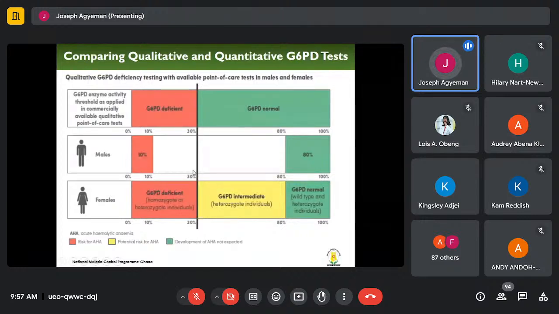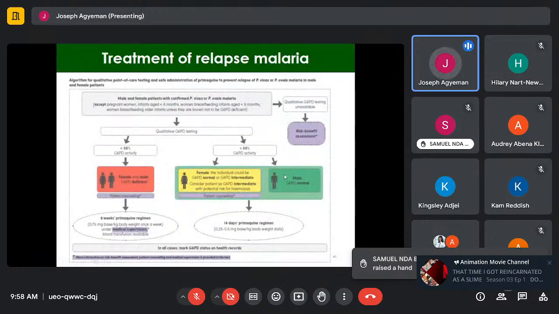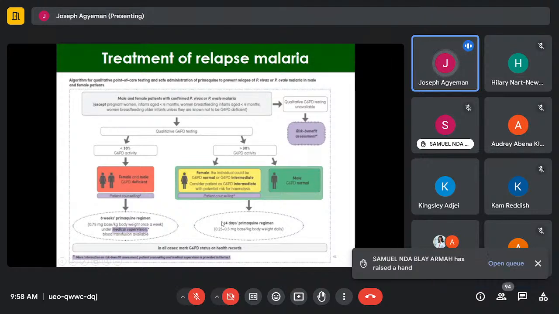So you can see that males, it is either you don't have any problem, 80%, or worse, around 10% or less. Females can have between 0 to 30%, between 30 to 80%, so they are partial, or they could also be okay, as we have discussed. And previously, as I said, the dose for these individuals, those who don't have any defect, was for 14 days.